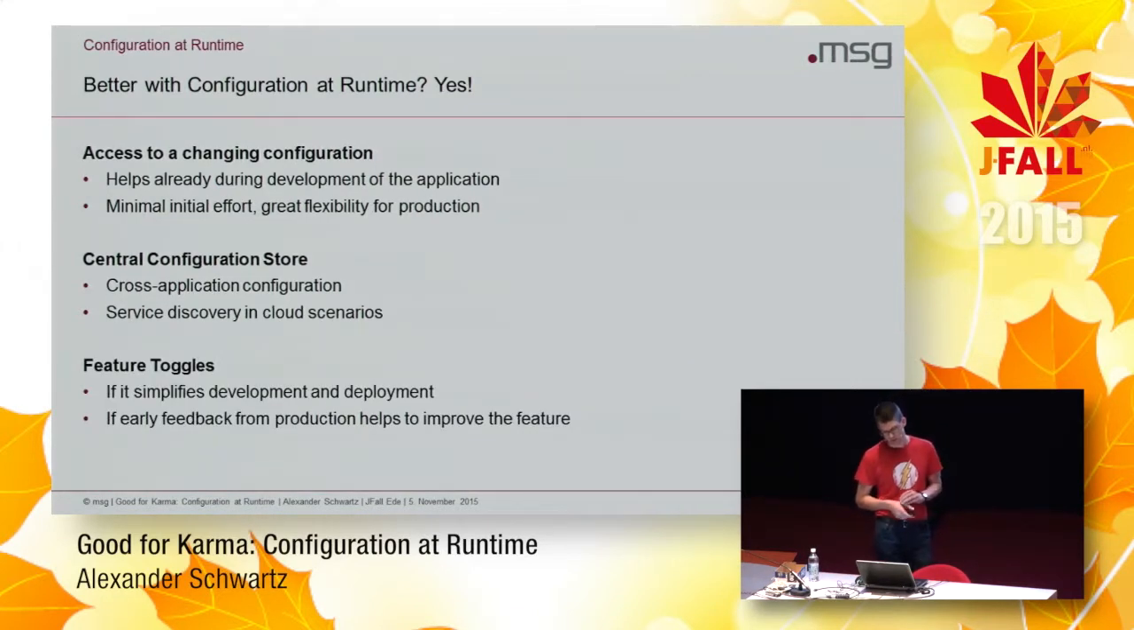And feature toggles, as I said, simplify development and deployment. They give you benefits there, and the benefit for the business is the early feedback from production. It helps you find out if the feature gives the business benefit that was intended, or it helps you improve the feature, with feedback to make it more self-explaining and to have fewer calls to your service center when people don't understand how to use that feature.